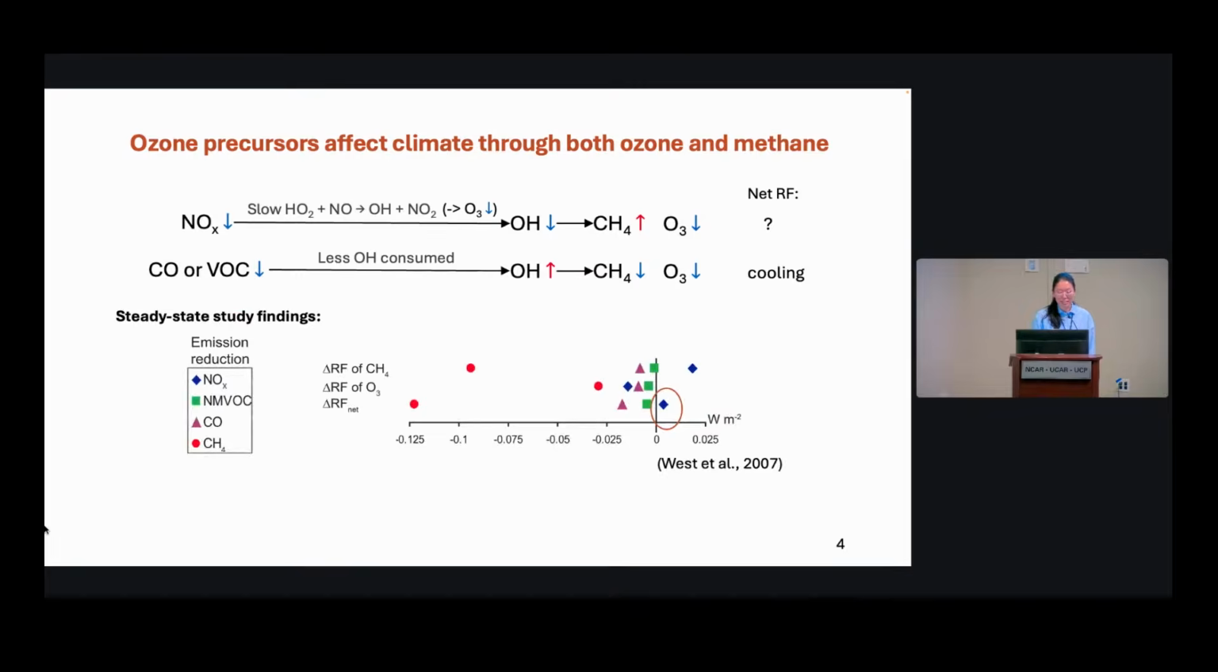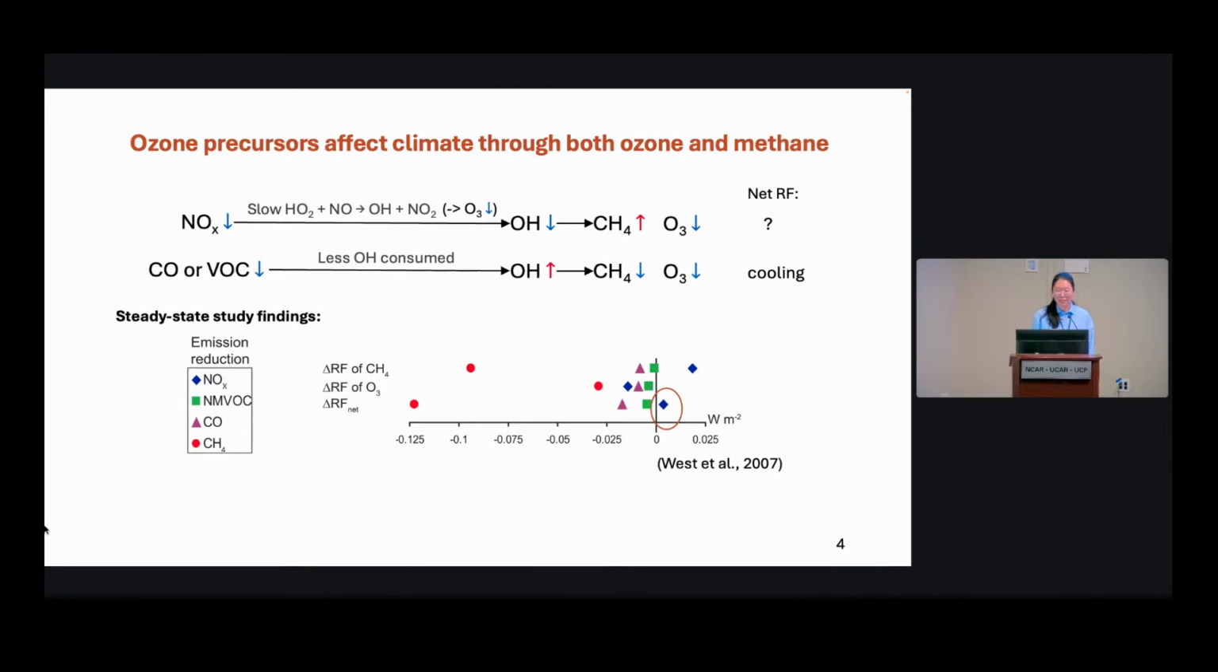So previous studies use steady state estimates. They quantify the impact of emission reductions of different ozone precursors. Basically they find a near zero impact of NOx reductions on the ozone plus methane radiative forcing, but it depends on the study. It's basically near zero or even slightly negative.